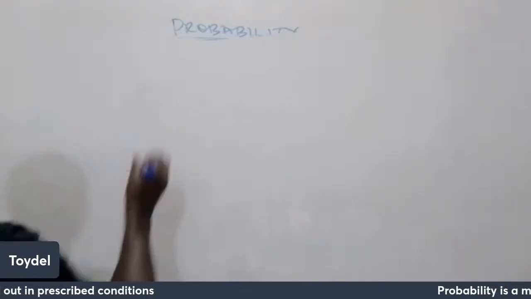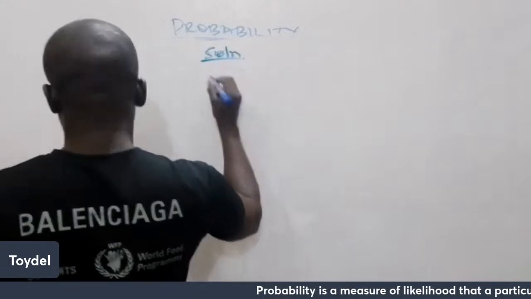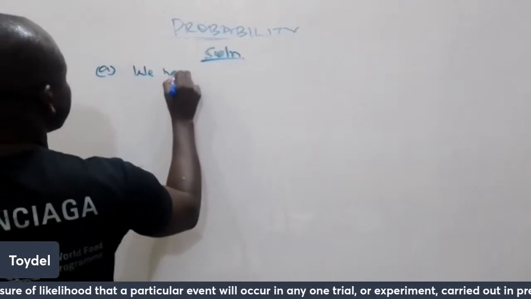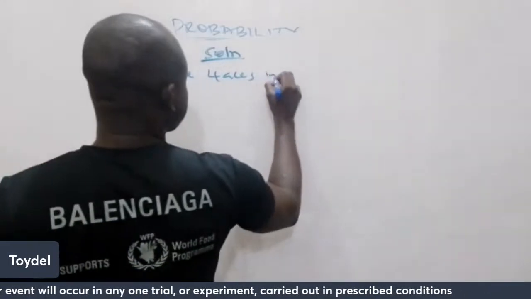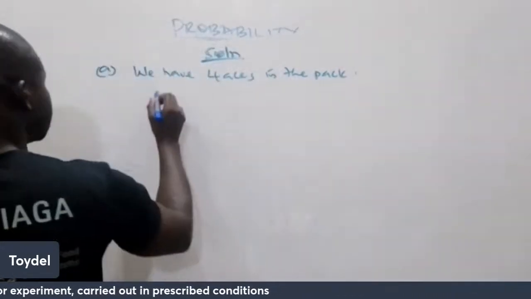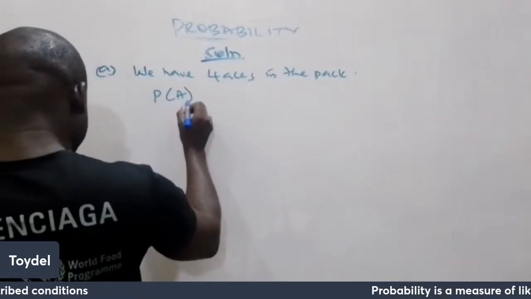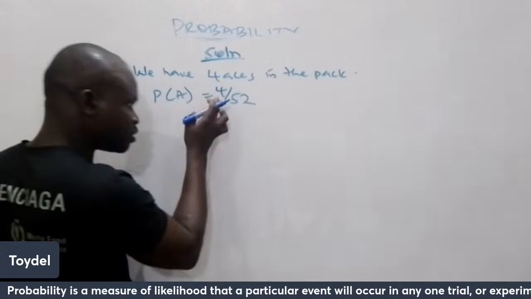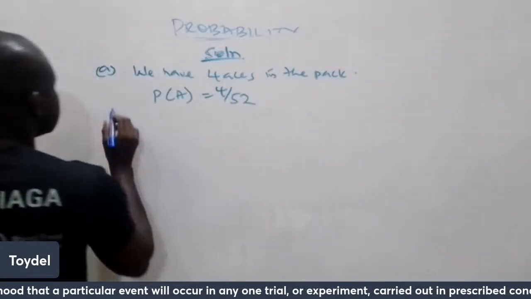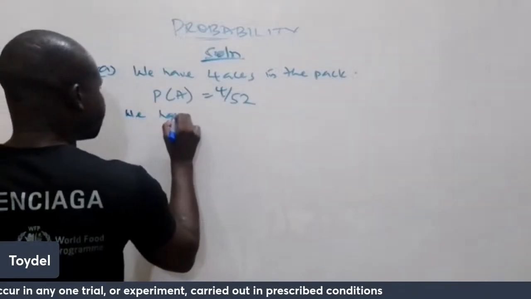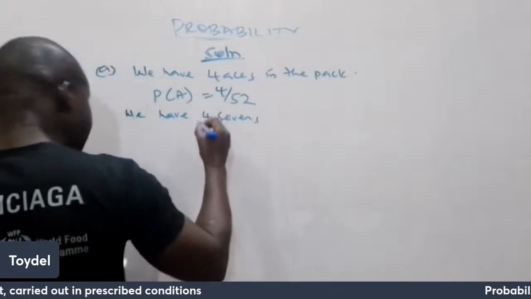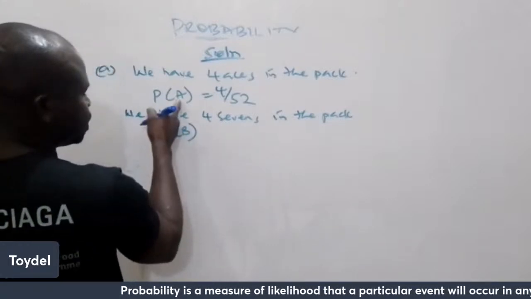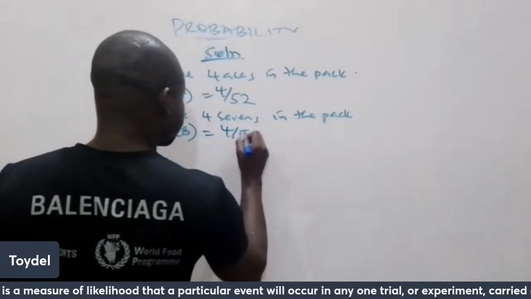Solution. Extra information is needed to be able to solve this question. We consider the first one. In a pack of cards, we have 4 aces. So the probability of getting an ace will be 4 over 52. The total number of cards is 52, and we have 4 aces, so it will be 4 over 52. Then we also have 4 sevens in the pack of cards. A is ace, B is 7, so the probability of B will also be 4 over 52. That's what we are going to get.